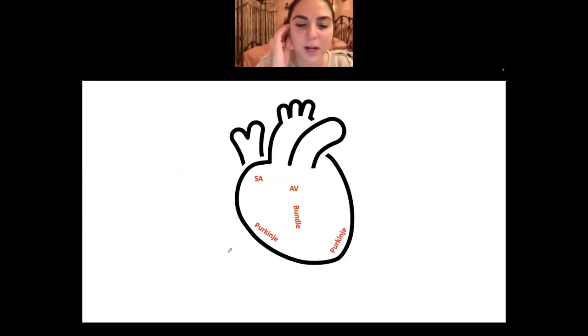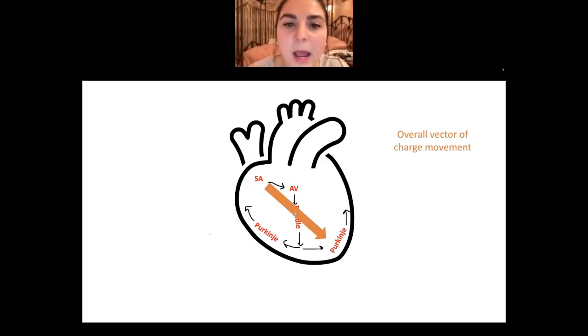Okay, so we're going to construct our own EKG basically. So we're going to go through the electrical conduction of the heart. This is the diagram that I used from PowerPoint, and then I labeled where all the things are. So the first thing that happens, the SA node sends an electrical signal to the AV node, goes to the bundle of His, the bundle of His goes through the bundle branches to the Purkinje fibers, and then the Purkinje fibers do the rest of the ventricles. If you think about this though, the overall vector of charge movement is top right, because this is right, and then this is left.